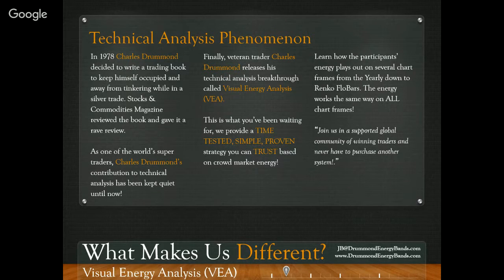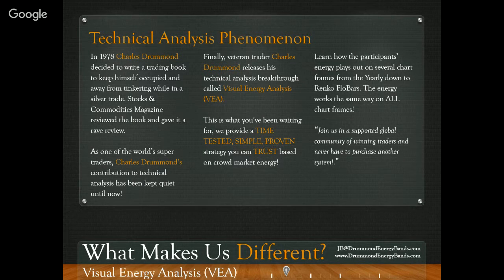First, what makes us different? We are using a technical analysis phenomena. So what this is not is a green line crosses up over a red line buy signal approach. We're providing the answer of how market structure really does work, and it's the same energy patterns over and over again.